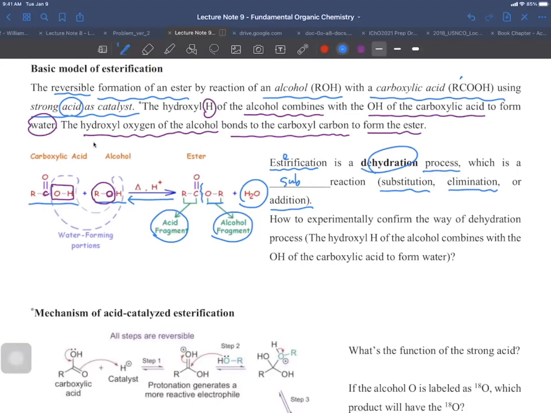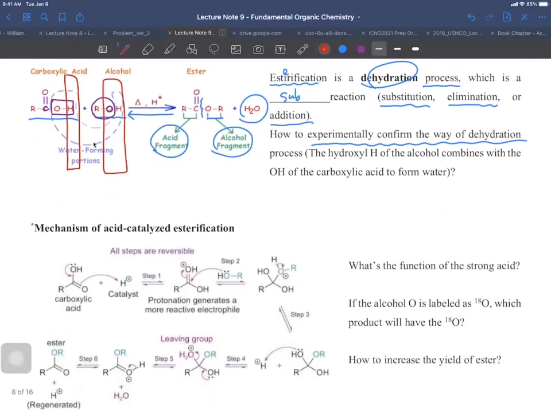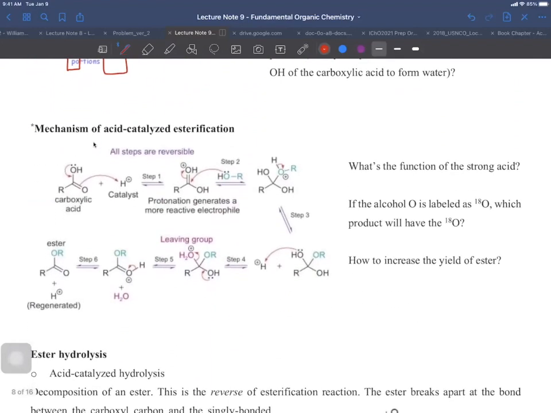So there is a further question. How can we experimentally confirm the way of the dehydration process? Because we may also think about the dehydration process in this way: the acid loses the H and the alcohol loses the OH, right? We can also make the dehydration process. So in order to answer this question, we need to have a look at the mechanism. This is called the arrow pushing mechanism.